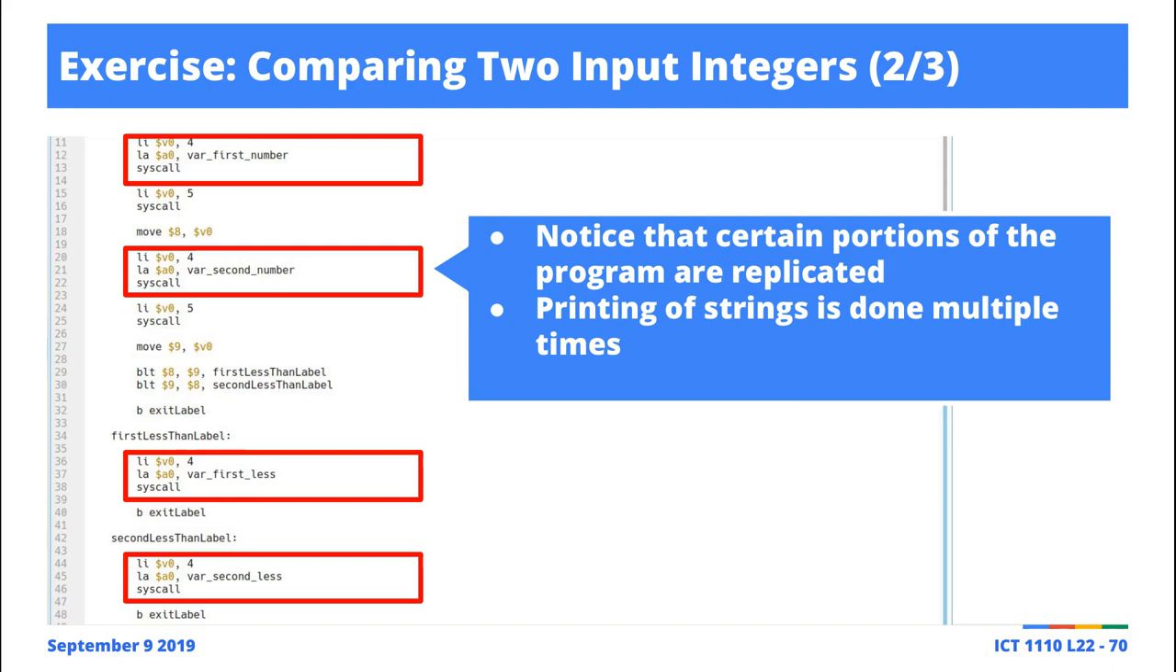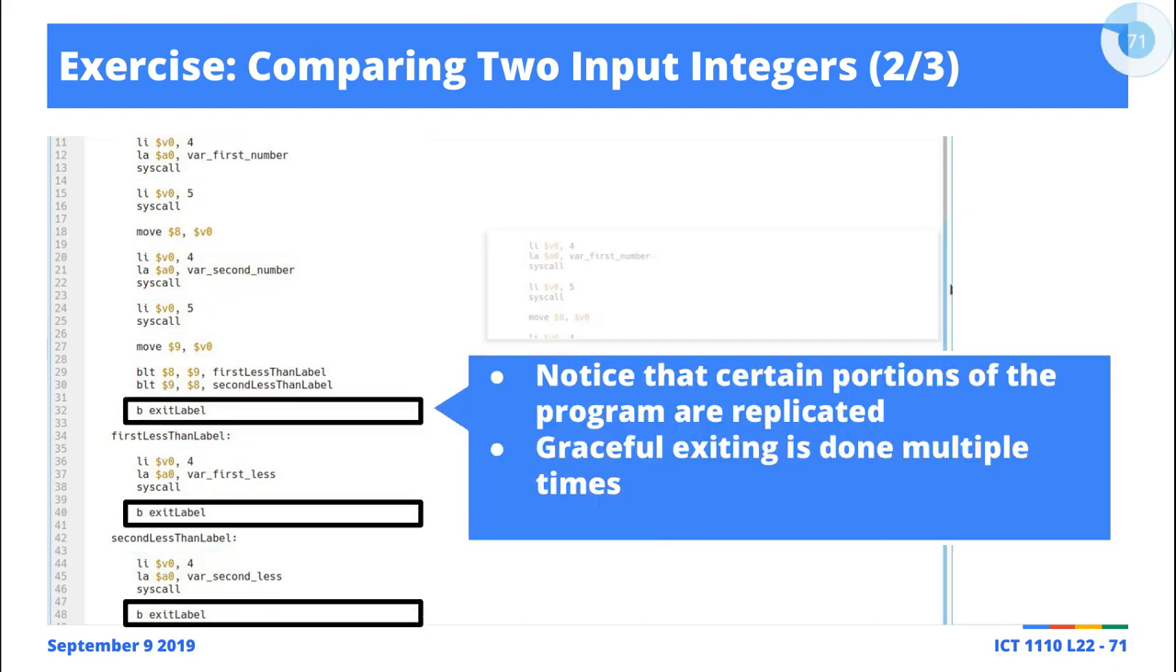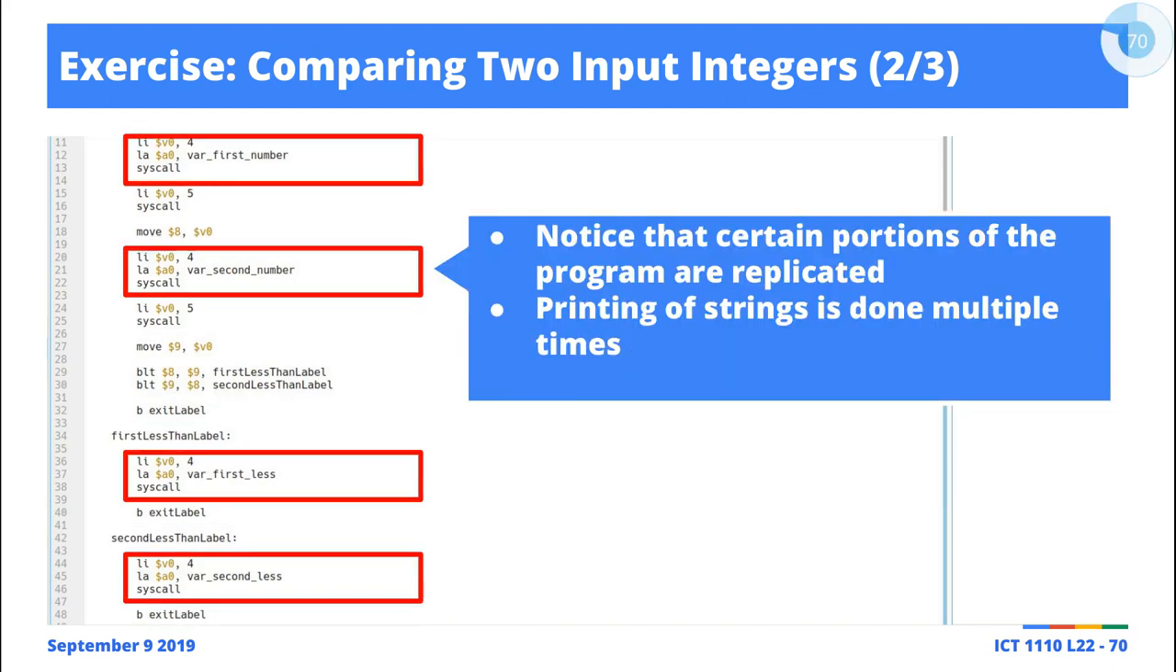You could, I guess. Yes, you could make a procedure that reads an integer. So you have jump and link read integer as your procedure. You can. I'm just using two examples here, where we are printing a string and also exiting the label. But you can. Nice catch.